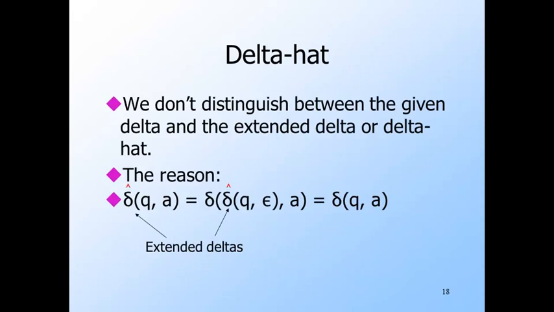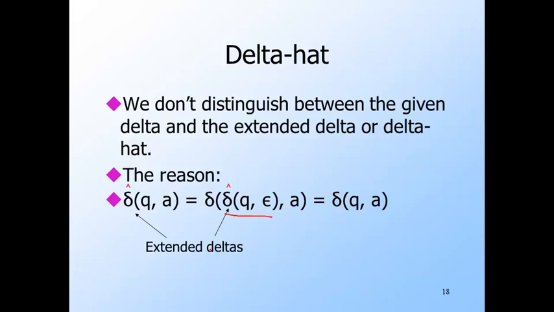As I mentioned, the extended delta sometimes is given a hat. However, we really don't need to distinguish the two deltas because they agree on single symbols. That is, if we want the extended delta for a state Q and a string consisting of one symbol A, formally we treat that string as the empty string followed by the symbol A. Then we have to compute delta hat of Q and epsilon, but we know by the basis rule that this is Q itself. Thus, delta hat of Q and A is the same state as delta of Q and A.